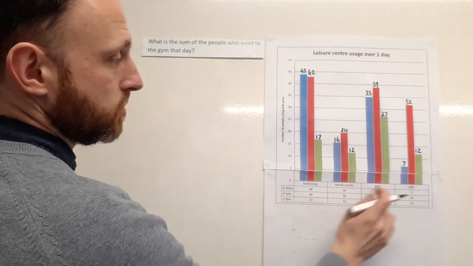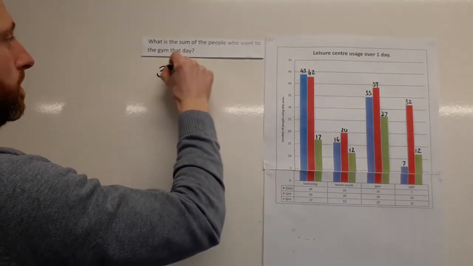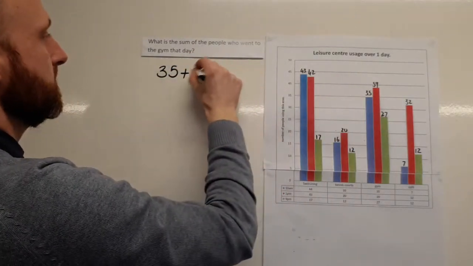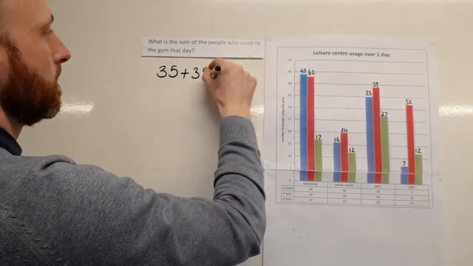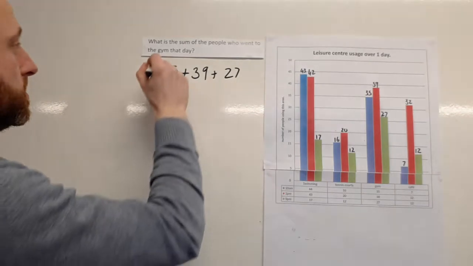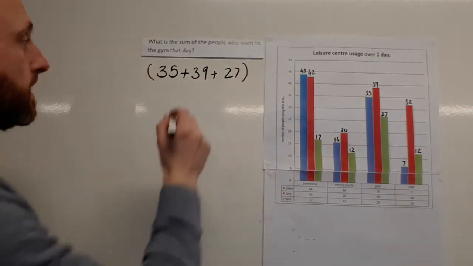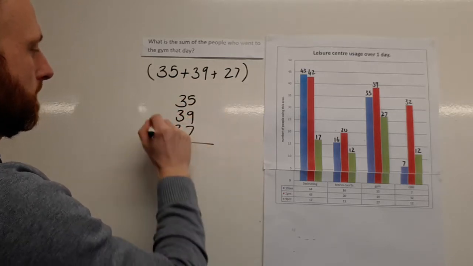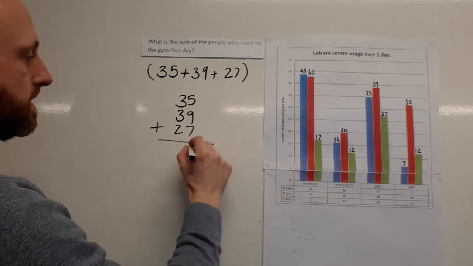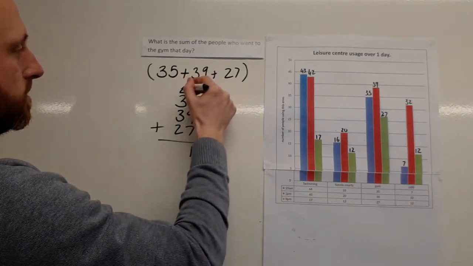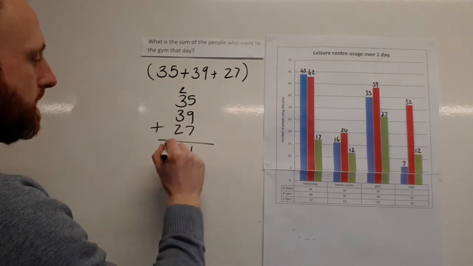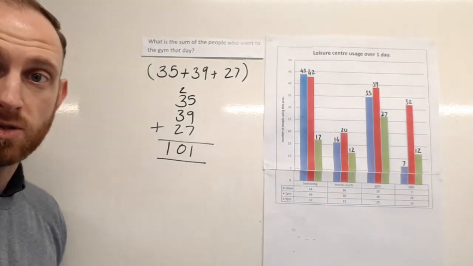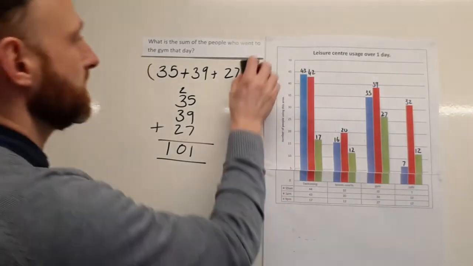So if we look, the gym at 10 a.m. there were 35. At 1 p.m. there were 39 people in the gym, and at 9 p.m. there were 27. So I want the sum. I want to know how many there were altogether, don't I? So I could do this mentally. I'm just going to quickly write myself a little column addition. There we are. 5 add 9 is 14, add another 7 is 21, and then 3 add 2 is 5, 6, 7, 8, and 10. So the sum of the people using the gym that day was 101 people. So we've answered a sum question there by working out how many there were all together.